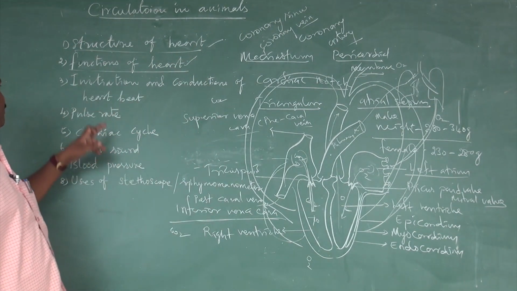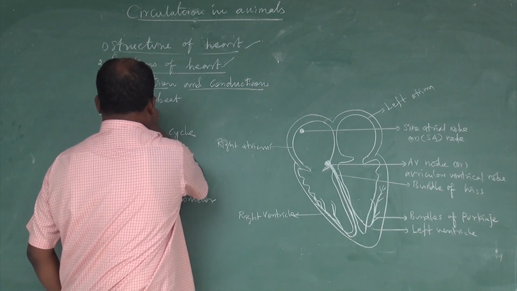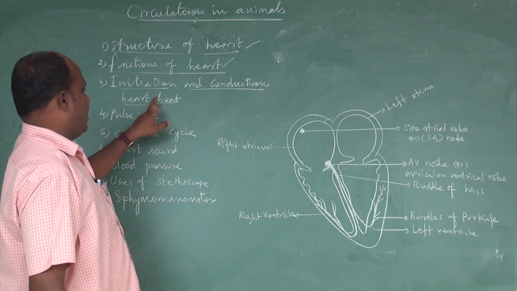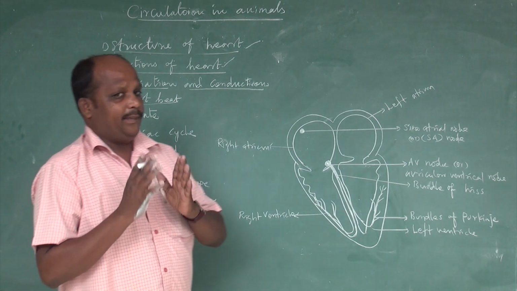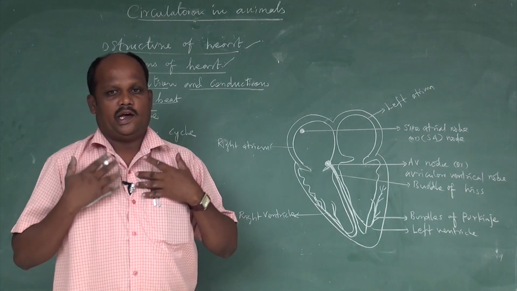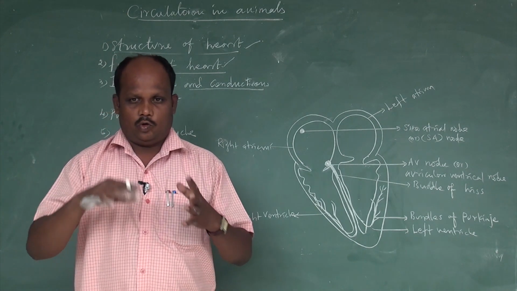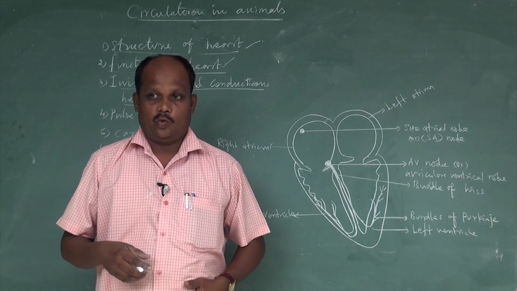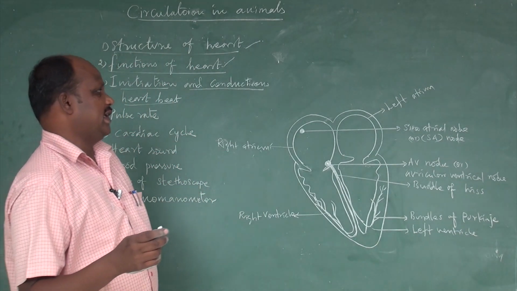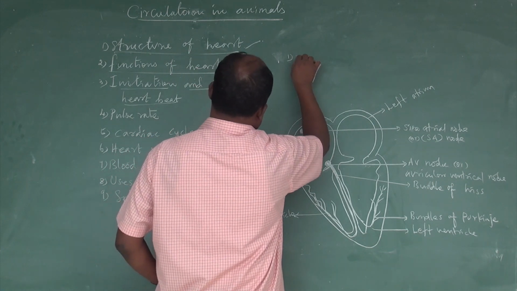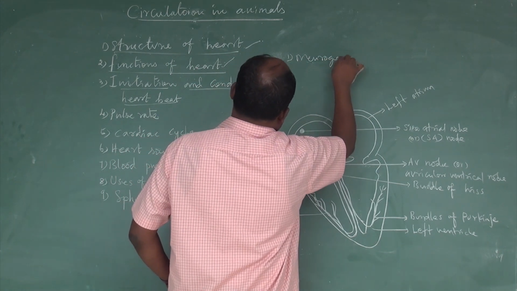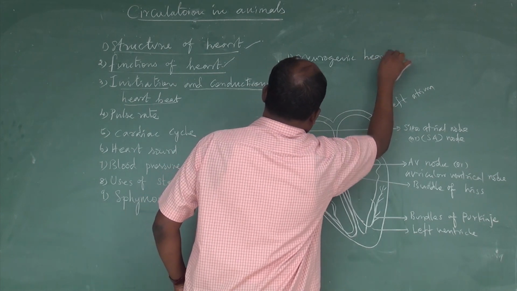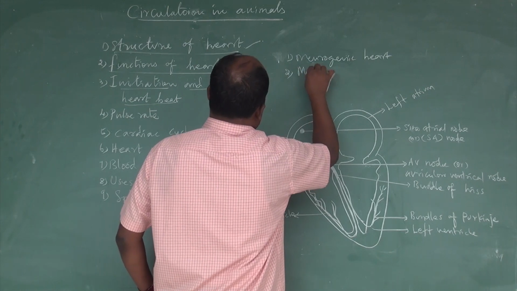Our next topic is initiation and conduction of heartbeat. Depending on the functions, across all animals and human beings, 2 types of heart are there. One is the neurogenic heart, and the second is the myogenic heart.